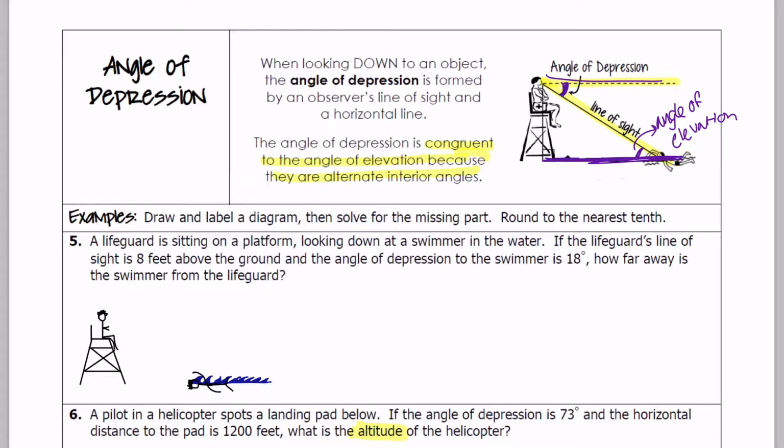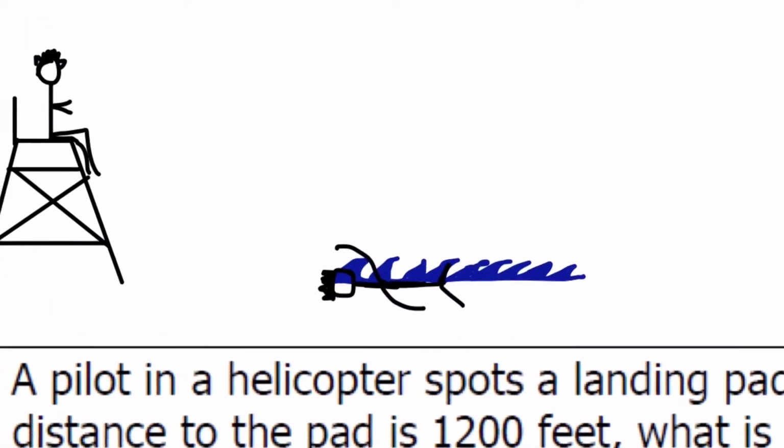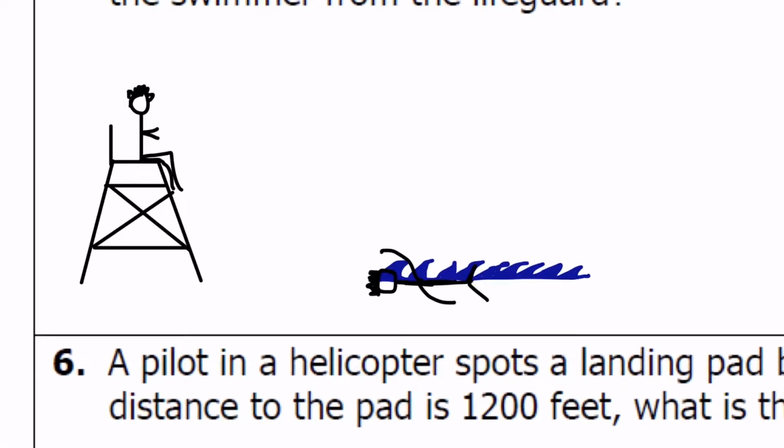So let's look at example 1. We're going to use this lifeguard looking down at the swimmer. There's my lifeguard and my guy swimming in the pool. He is sitting on a platform looking down at the swimmer in the water. If the lifeguard's line of sight is 8 feet above the ground, so here's his line of sight, that's 8 feet above the ground. And the angle of depression to the swimmer is 18 degrees.